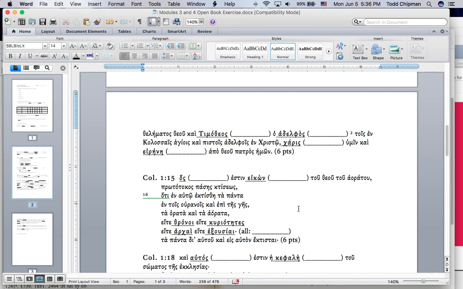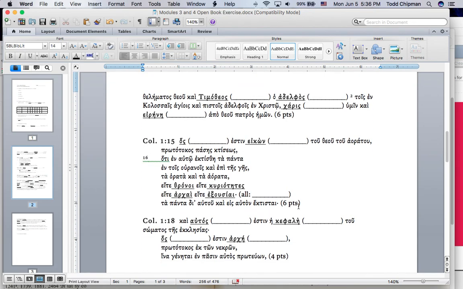Look at Colossians 1:18 then. Kai autos estin hē kephalē, and he is the head. What kind of a nominative follows verbs of being? And we have that same pattern further in 1:18. Hos estin archē.